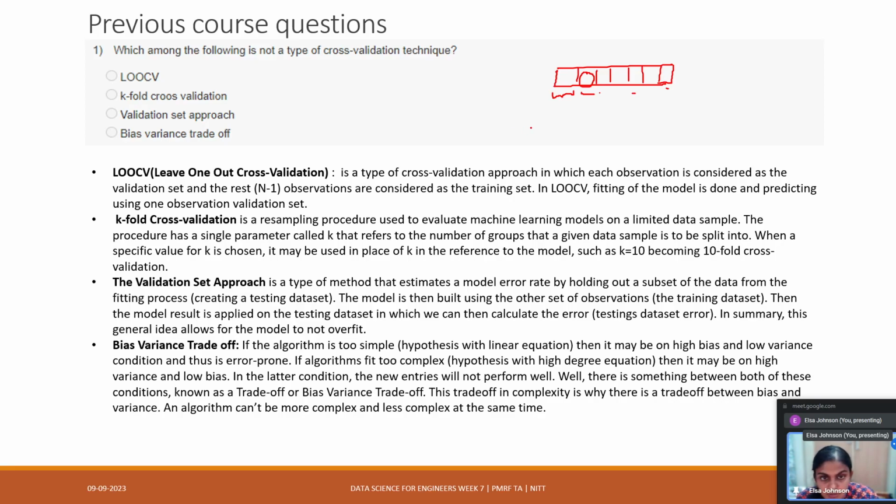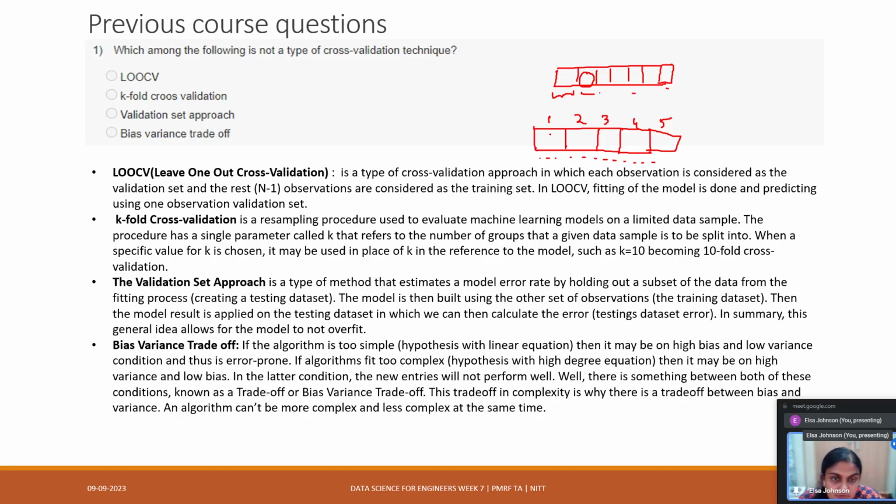Now k-fold cross validation means you have some particular data, and you will be dividing it. For example, I am just dividing data like this. Different folds are there, 1 2 3 4 5, right now 5 folds are there. These are the different distribution data, different data points.